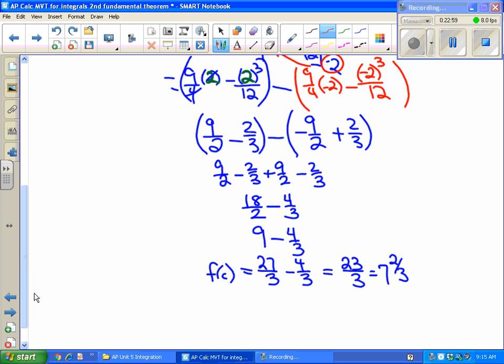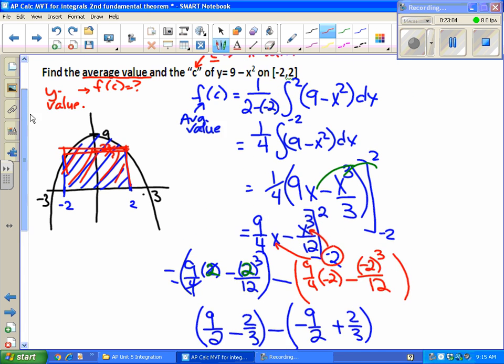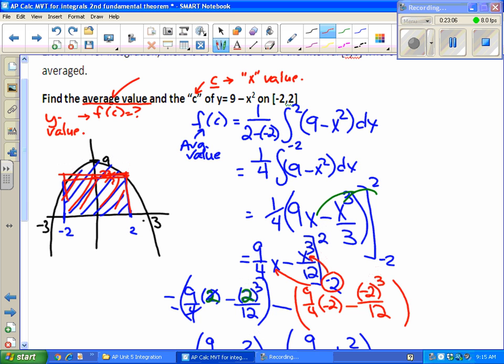Okay, so what I've done is I have my first answer, and that says, okay, I've got my average value, but it also said the c, which is like an x value. So I'm kind of looking for, well, if I go to a height of 23/3, what is the c value that would go with that? So I'm looking for c values, so go to that height and I touch the graph. That's the c value, and that would be the negative c value. You see what I'm saying?